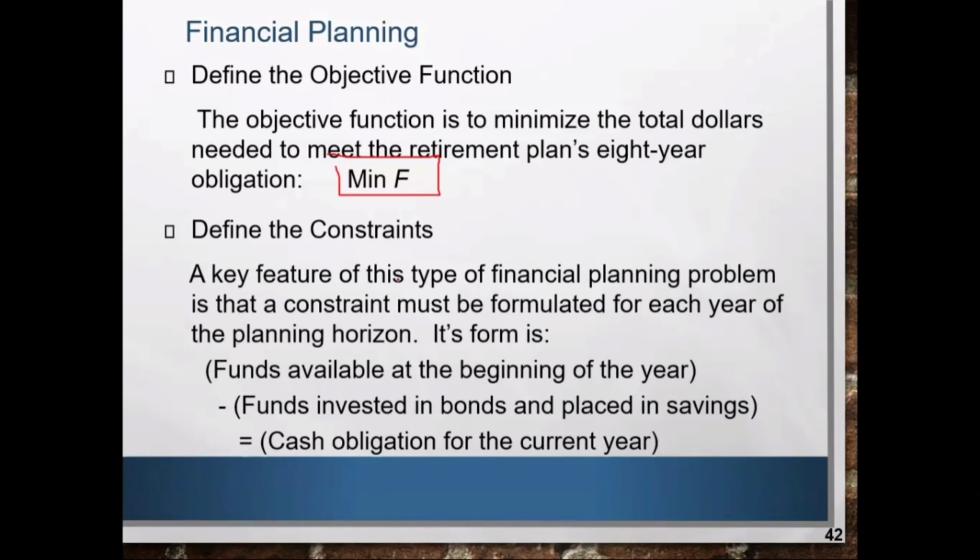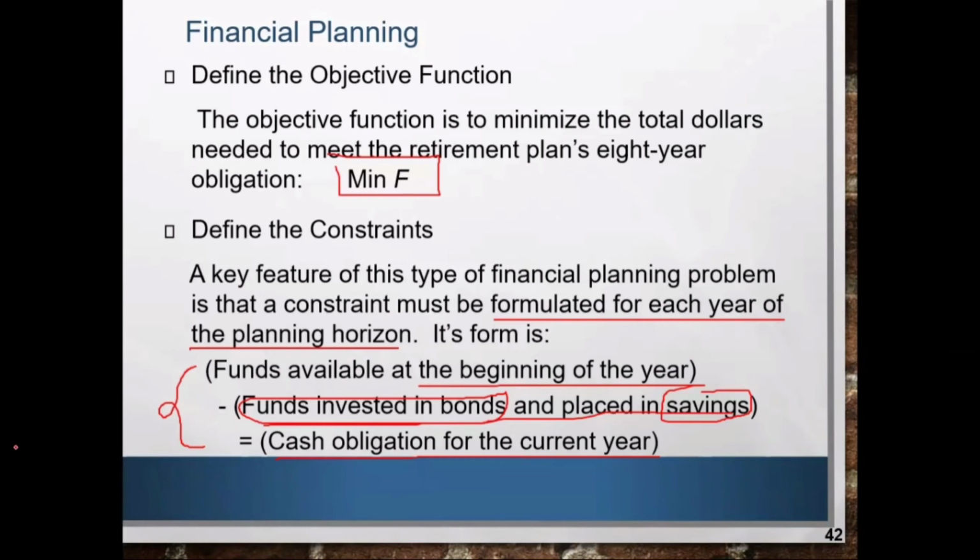The feature of this financial planning problem is that a constraint must be formulated for each year of the planning horizon. What do you mean by planning horizon? This will be the formula for constructing the constraints. We have funds available at the beginning of the year minus funds invested in bonds and savings is equal to the cash obligation of the current year.